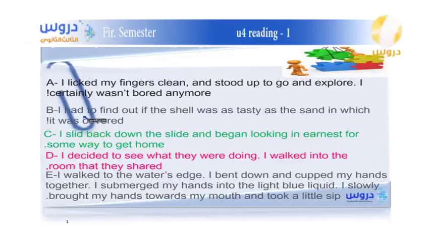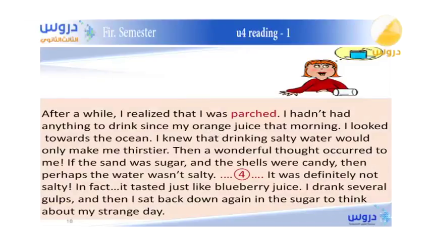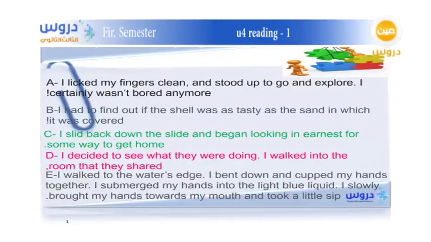You have 5, 4, 3, 2, 1. Oh, Mushrif is trying to do something. Oh, you said D? Okay, let's find out. I decided to see what they were doing. I walked into the room that they shared.